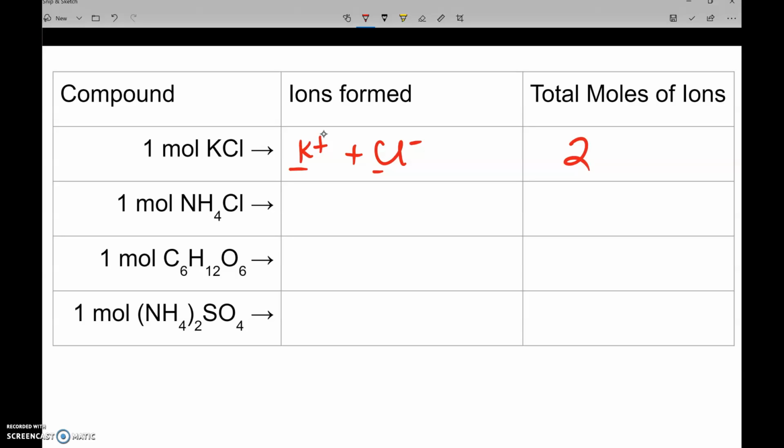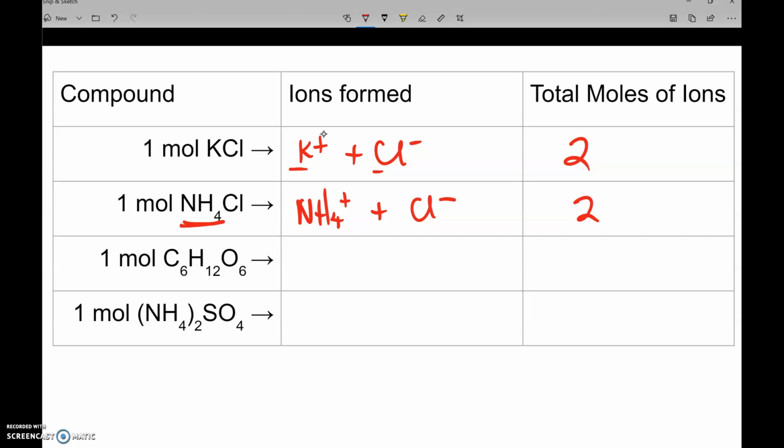Okay, second one, this is called ammonium chloride. Ammonium right here is a polyatomic ion, so that breaks apart into NH4 with a +1 charge. Chloride again has a -1 charge. There's only 1 mole of this NH4, 1 mole here, 1 atom of chlorine, 1 atom here, so again we have a total of 2.